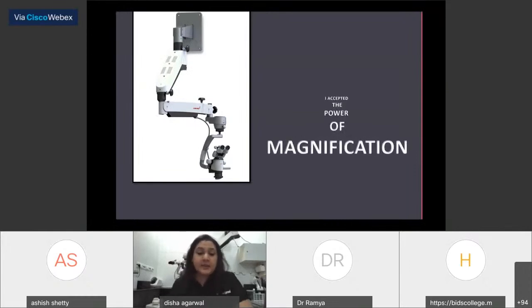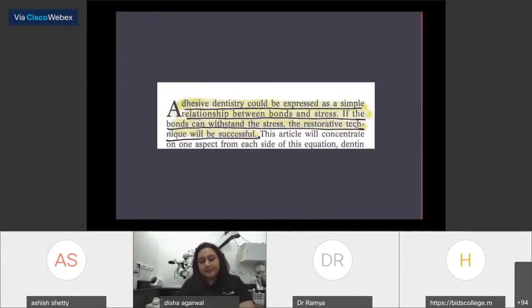So before anything, rubber dam and magnification. These are the 2 basic requirements for you to enter into biomimetic dentistry. So the earlier you start into it, the better it would be.